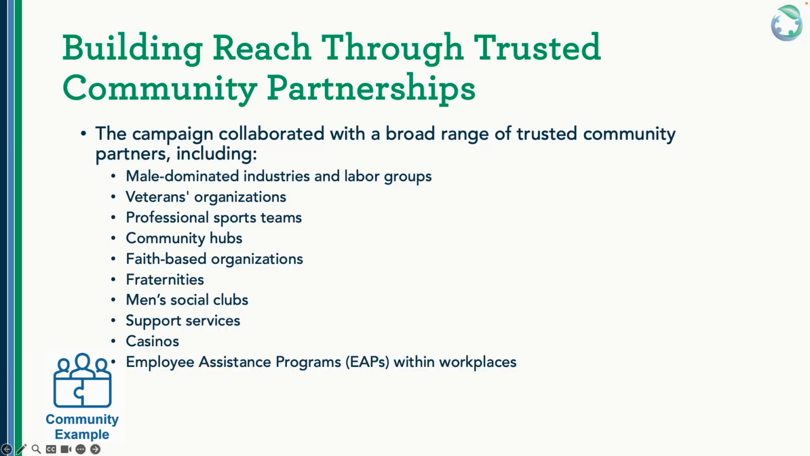For men who met inclusion criteria, the campaign offered invitations to participate in a voluntary paid study evaluating online mental health interventions, creating both a resource and an opportunity for engagement. The campaign built a statewide coalition and collaborated with a broad range of trusted community partners to extend its reach, including male-dominated industries and labor groups such as construction, rail, emergency services, and unions, veteran organizations and professional sports teams, community hubs such as fitness centers, hunting and boating clubs, and barber shops, faith-based organizations, fraternities, and men's social clubs, support services including housing, legal aid, unemployment offices, and financial assistance programs, casinos, which are common social gathering places in some rural areas, and employee assistance programs within workplaces.